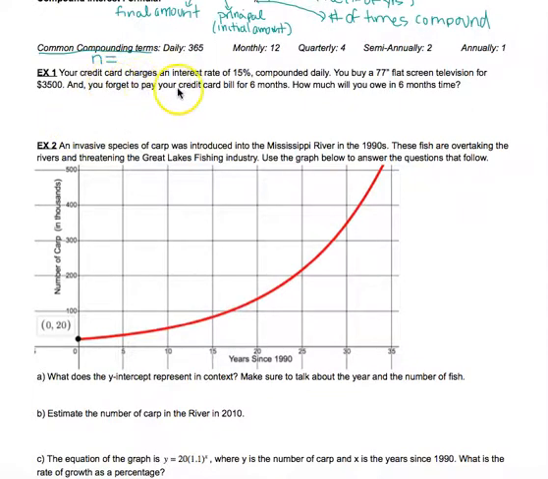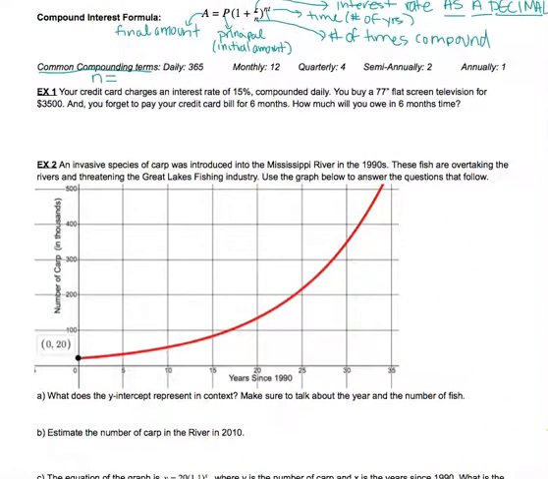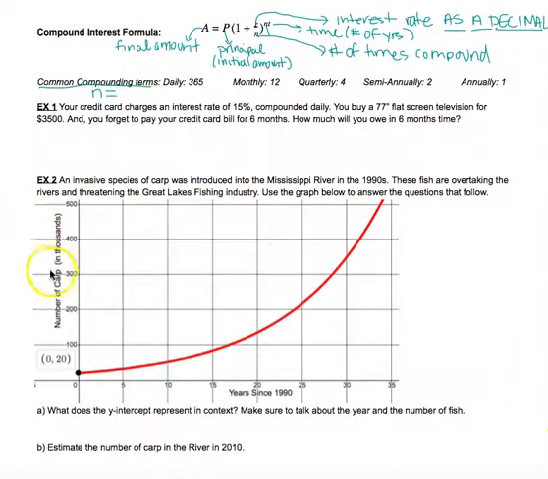Your credit card charges an interest rate of 15% compounded daily. You buy a 77-inch flat screen TV for $3,500 and you forget to pay your credit card bill for 6 months. How much will you owe in 6 months' time? So I definitely don't recommend actually doing this in real life, but we're going to figure out what that would cost you. So final amount is what we're trying to find.